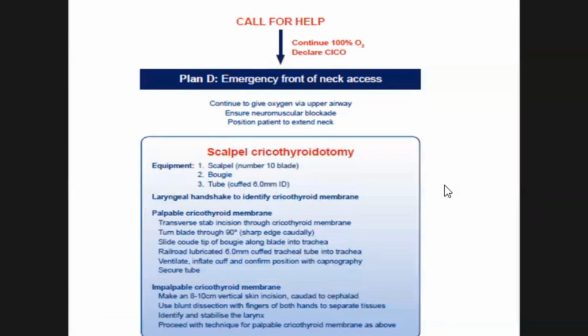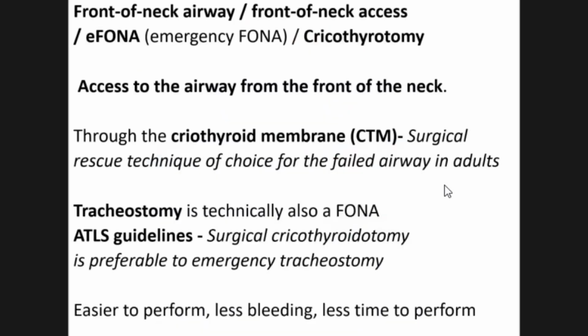This is the final step in complete ventilation failure, where you call for help, emergency front of neck access, and this is what you'll have to decide on. Front of neck access is called by different names, FONA or cricothyrotomy, and this is basically you're trying to access the airway through the cricothyroid membrane. That is the most important landmark which you'll have to remember and palpate.